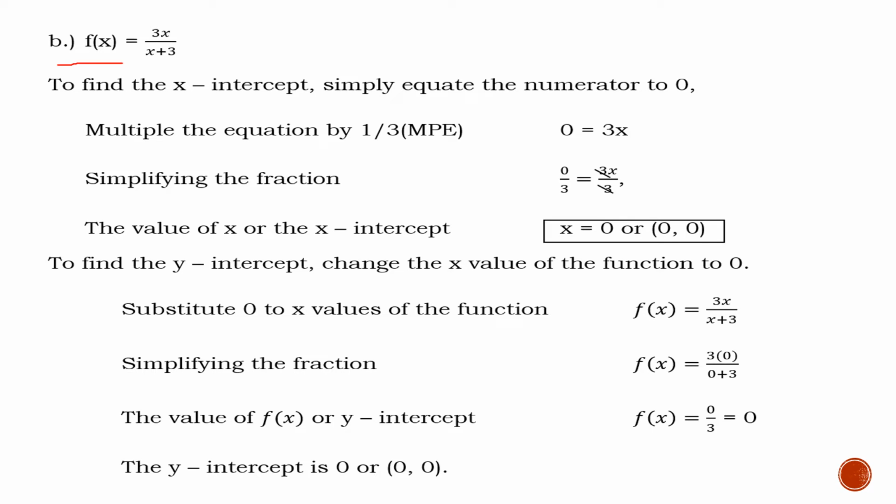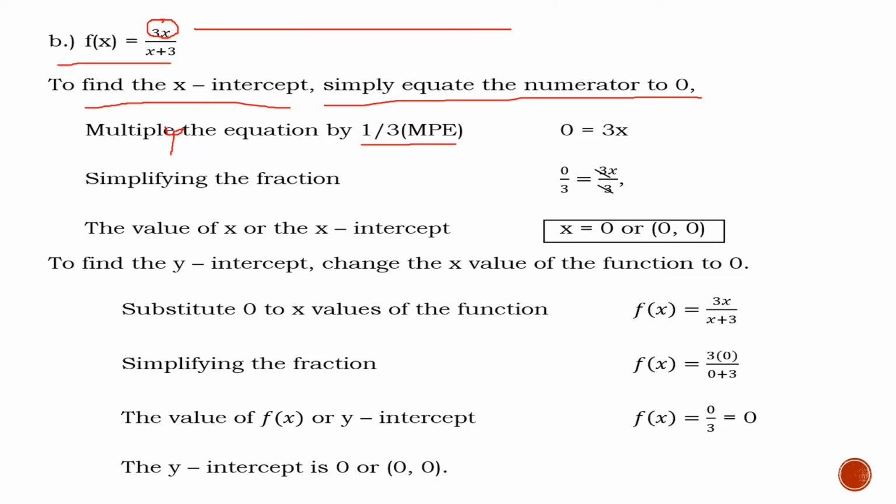So for letter B, f of x is equal to 3x over x plus 3. Again, to find the x-intercept, we simply equate the numerator to 0. We can multiply the equation by 1/3, the multiplication property of equality, but in a simple thought, we just equate the numerator. So your numerator here is 3x. If we equate this to 0, this will be your resulting equation: 0 is equal to 3x.